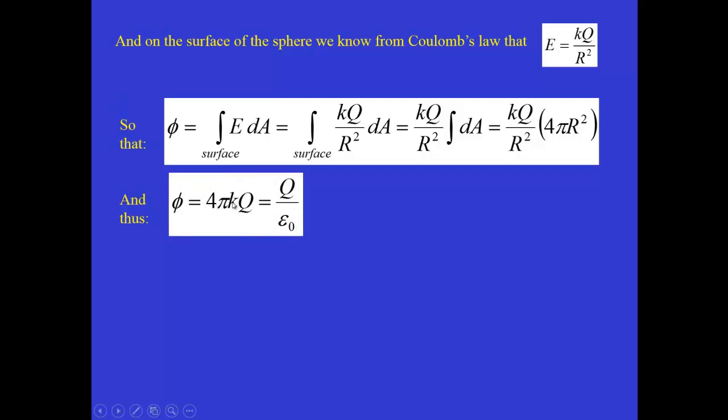So the result for phi is simply phi is equal to 4 pi times the Coulomb constant times q, which was the point charge inside, and that's the same as q over epsilon 0. So this agrees with the statement of Gauss's law given above, so long as we realize that the q in this equation is the total charge inside the closed surface.